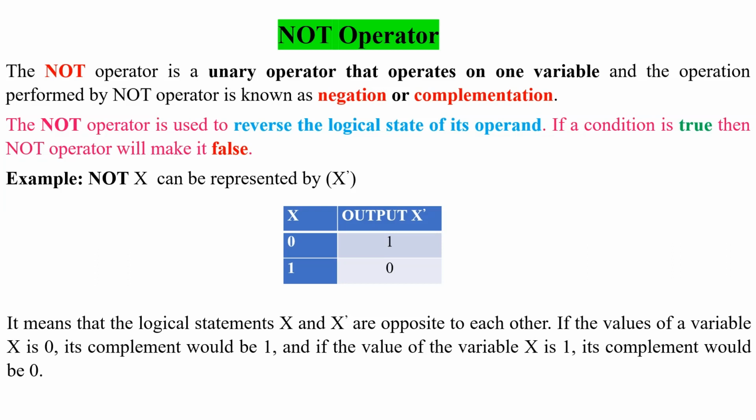Now look at this table. Consider the table with values 0 and 1 for variable x. It means that the logical statements x and x complement are opposite to each other. If the value of a variable x is 0, its complement would be 1, and if the value of the variable x is 1, its complement would be 0, that is, x complement would be 0.